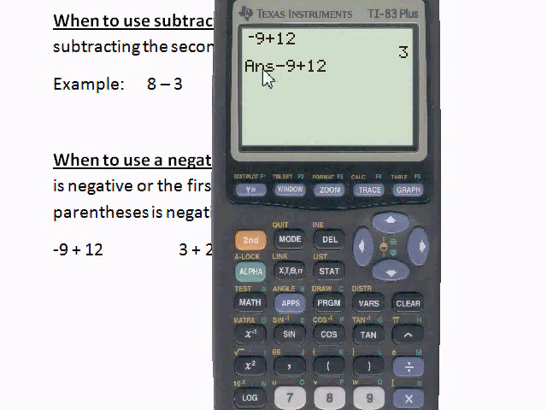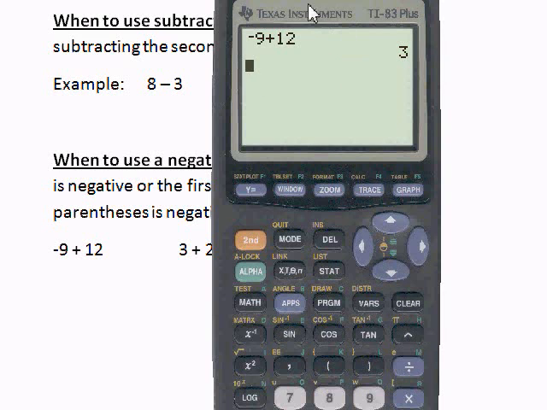Notice it gets this A and S thing. That means it pulls up your second answer, or your first answer. So it pulls up 3, and it's going to go 3 minus 9 plus 12, which isn't what we want. So if you see this A and S when you try to put in a negative, it means you typed in the minus sign instead of the negative sign. And again, A and S means that it's just pulling up the answer of 3.